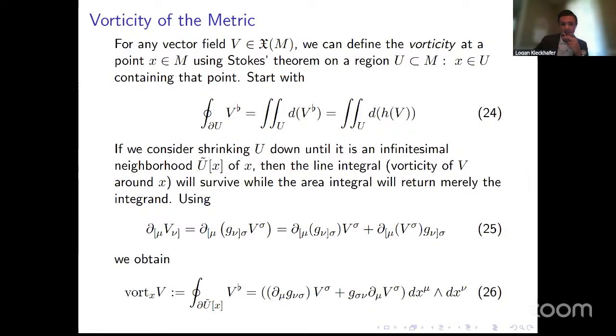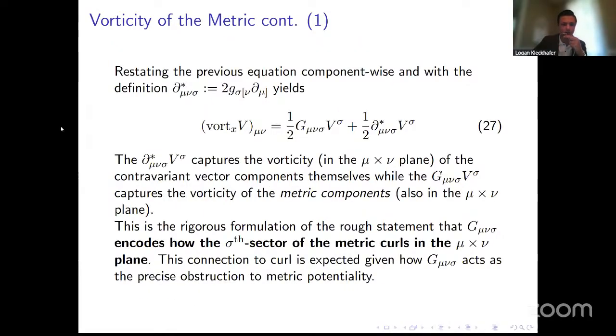On the next slide, I express that in components. Each component of the vorticity, which is equation 27, with a little bit of notation there. But what equation 27 is, is the vorticity of the vector field V at point X in the mu nu plane. Now, this will obviously be coordinate dependent, because when we talk about different coordinates, what we mean by the mu nu plane will change. But in a given coordinate system, this is well defined.